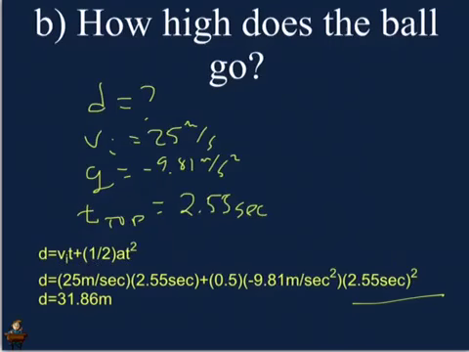I got 31.86 meters. I hope you worked it out too to see if you get the same answer. Notice the units are meters because in the first term the seconds cancels out the seconds in meters per second, leaving meters. In the second term, the second squared cancels out the second squared at the bottom of meters per second squared.